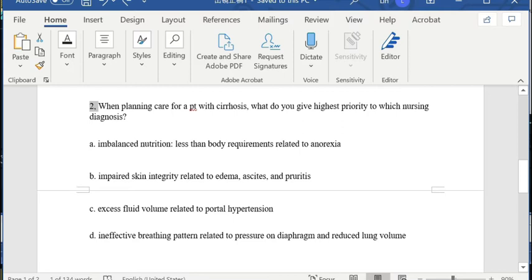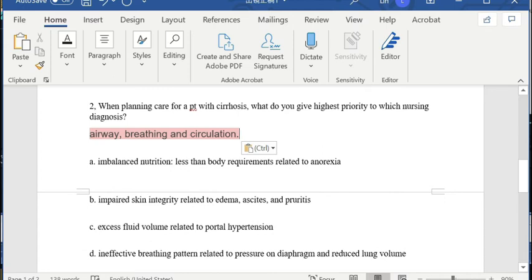The question says the highest priority. When you see those keywords, you have to think about ABCs. What is ABC? Airway, bacon, and cheeseburger, right? ABC means airway, breathing, and circulation. So you have to think about what will kill the patient right away.